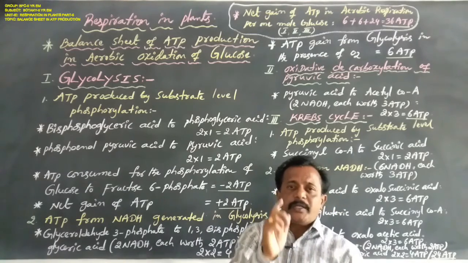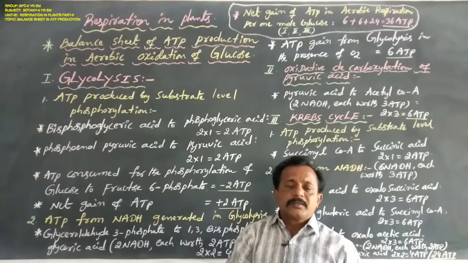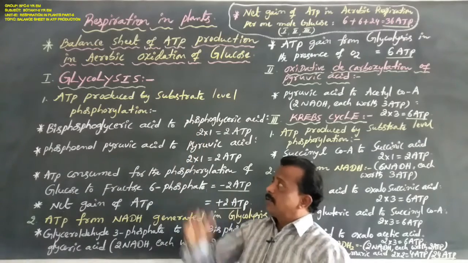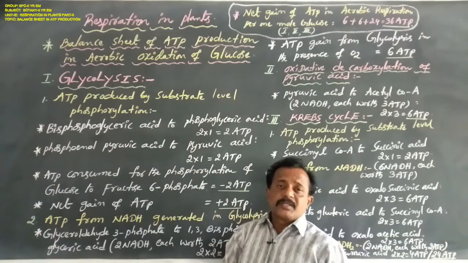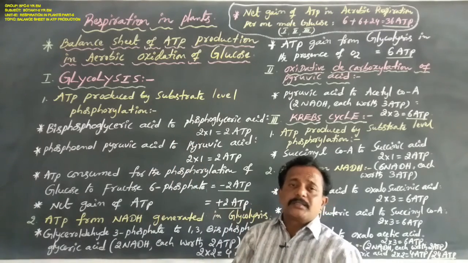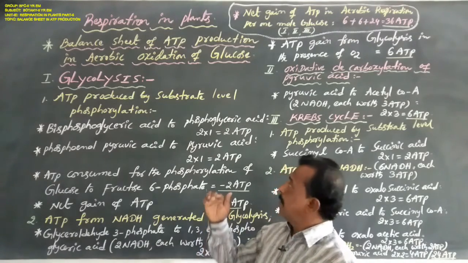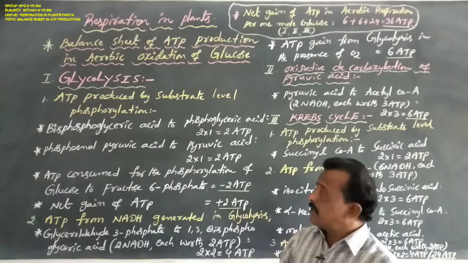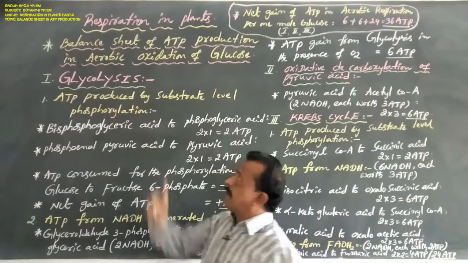But here only three steps involve the formation of ATP. So there are some chemical reactions here. First, in aerobic respiration, the first step is glycolysis. Glycolysis involves 10 biochemical reactions or 10 enzymes, but only some of the substrates lead to the formation of ATP molecules. So dear students, the first step is glycolysis.